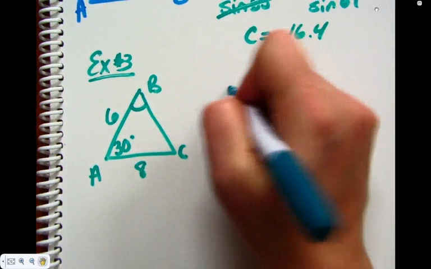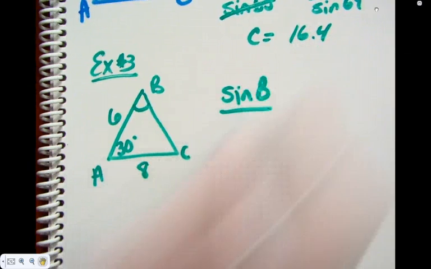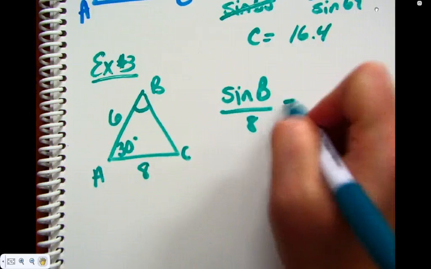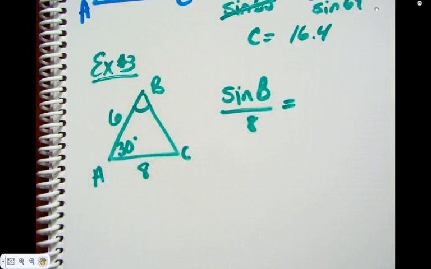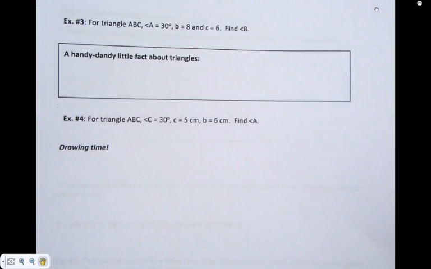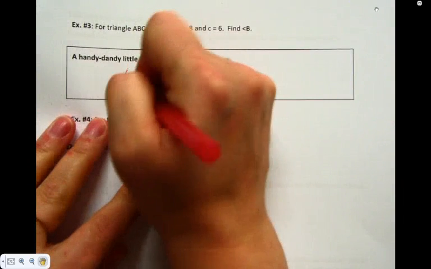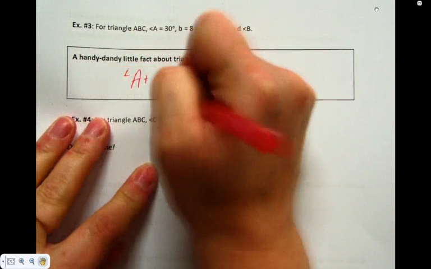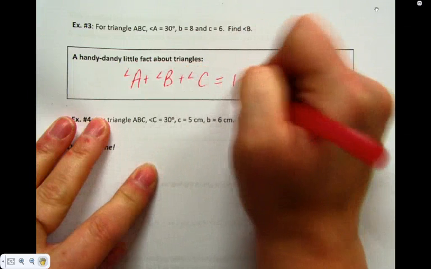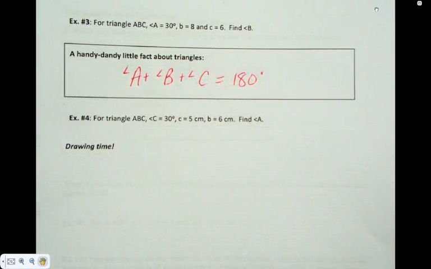So I'm going to start with the sine B on top. Little b. What are we given? Ooh, we're given part of A and part of C. The notes, a handy dandy little fact about triangles. What do you remember about the 3 angles in a triangle? They make 180, so we can say that angle A plus angle B plus angle C equals 180.